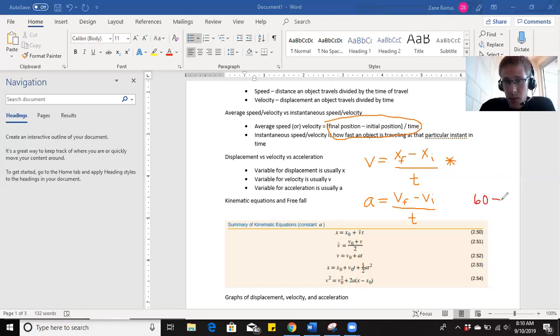My initial velocity, well, I just told you we're going from 0 to 60, so my initial is 0 miles per hour. And if that was in 4 seconds, okay, I plug that in for my time. So I've got my units up top in miles per hour. My unit on the bottom was in seconds.